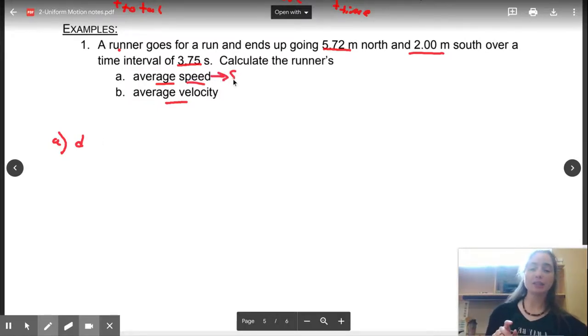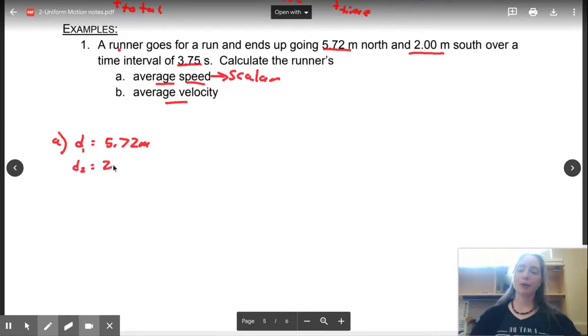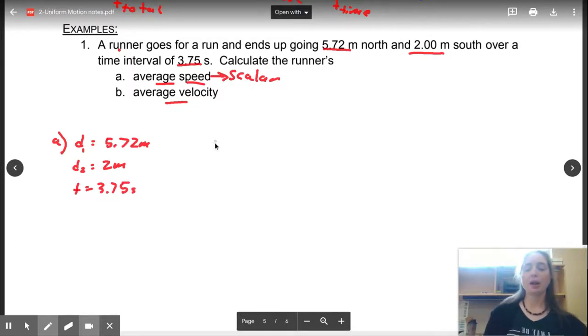Remember, ladies and gentlemen, speed is scalar. Because speed is scalar, do we worry about direction? No direction in scalar. So, well, we've gone a distance one of 5.72 meters. We went north, but this is speed, so we don't care about direction. And then distance two, we went 2 meters with a time interval of 3.75 seconds. So that's our total time. Well, for our average speed, we are going to have total distance divided by total time.